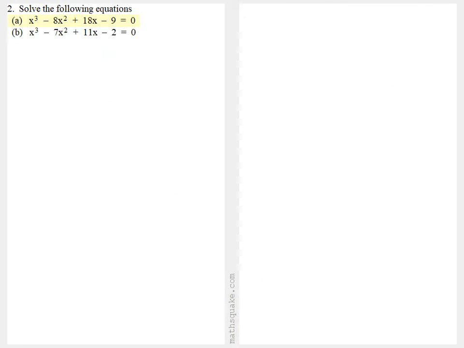In question 2, we'll try finding one root and then using the quadratic formula to solve them. So, in question A, we have x cubed minus 8x squared plus 18x minus 9. If we try x equals 1, we get 1 cubed minus 8 times 1 squared plus 18 times 1 minus 9, which is 1 minus 8 plus 18 minus 9, which is 2.